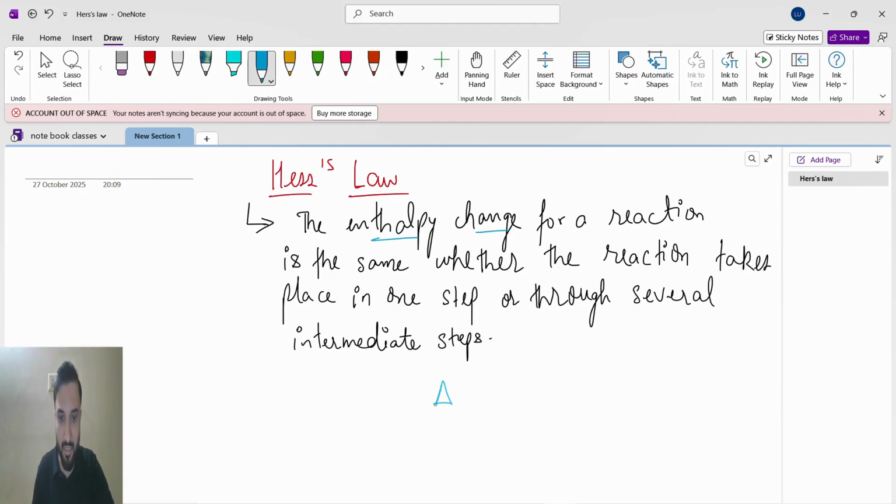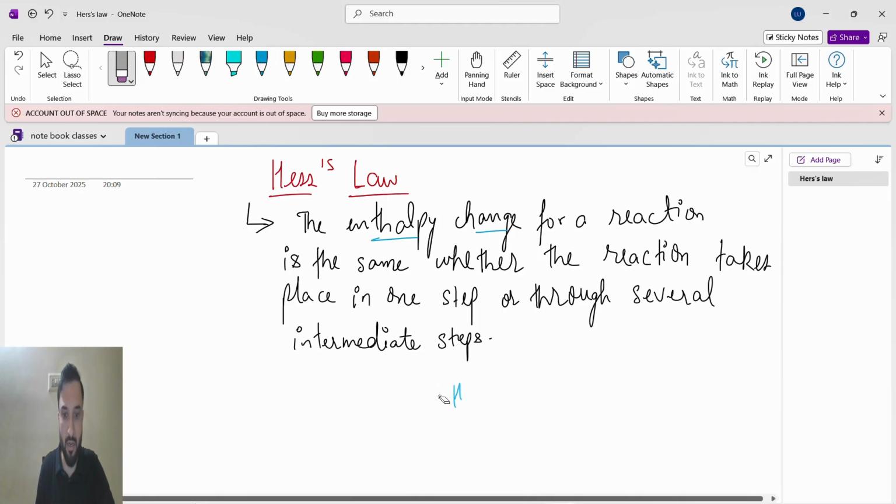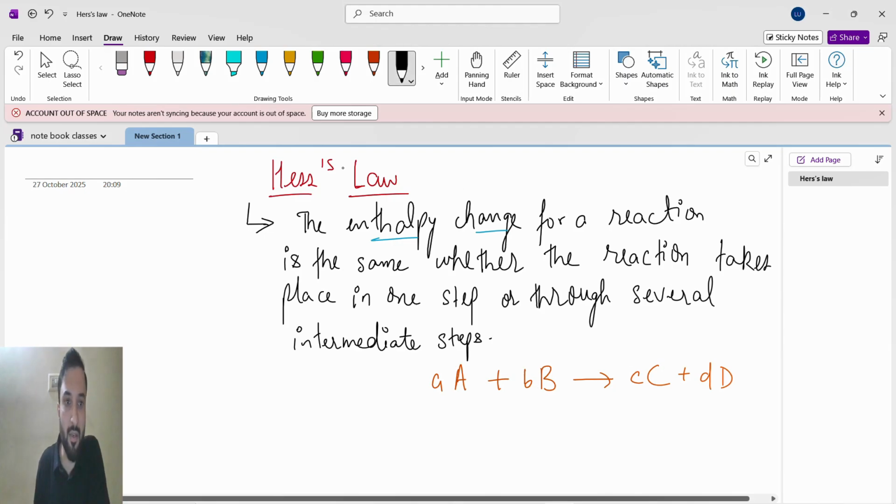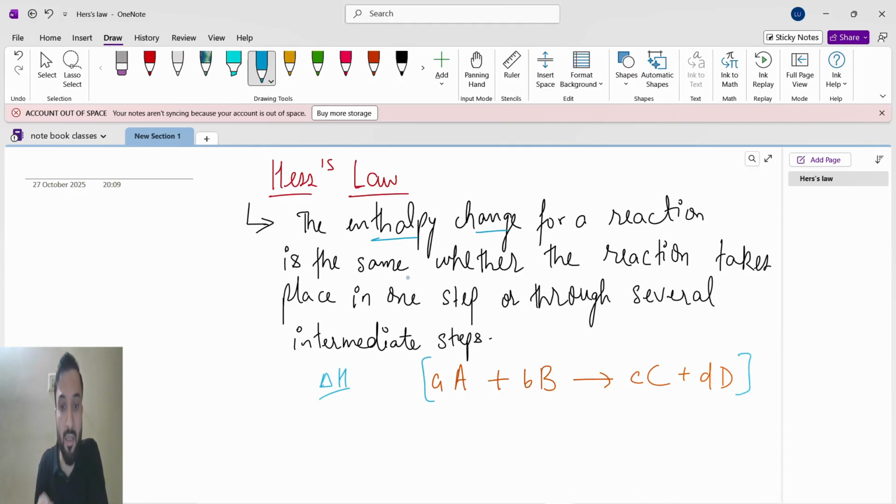If we talk about the delta H for a reaction, suppose I take a reaction A plus B gives C plus D. Okay, so they said the enthalpy change for a reaction. So the delta H for this reaction will remain the same whether the reaction takes place in one step or through several intermediate steps.